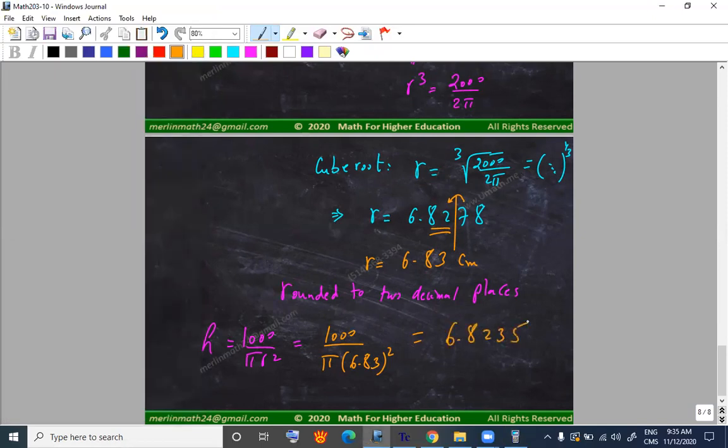Again, I want to demonstrate. If I want to cut it to 2 places, I want to cut it right here. This is a number below 5, so we don't add to the digit before. I want to cut it at 2 decimal places. I'm talking about this, right here. This is a number below 5. I won't add to the 2. So my height would be 6.82 in centimeters.